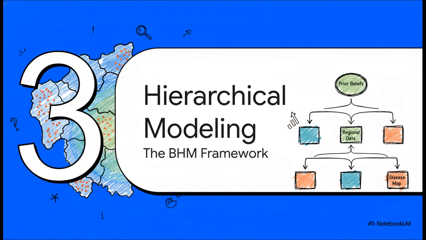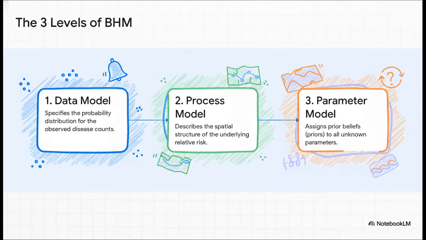It's a really smart way to structure our analysis and keep all the different pieces organized. It basically works in 3 levels. Okay, level 1 is the data model. That's the easy part. It's just where we describe our raw data, the actual number of disease cases we counted in each area. Then, level 2 is the process model. This is where we lay out our theory for what's driving those counts, the underlying risk factors and spatial patterns.